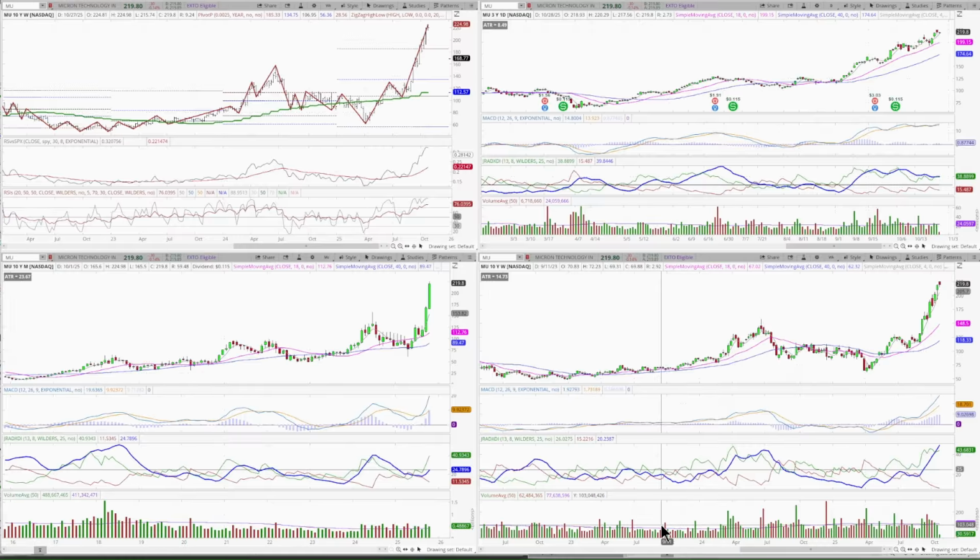Look at something like MU. If you looked at the price pattern, you'd say, wow, that looked pretty strong, but it wasn't when you look at it in relationship to the ADX.